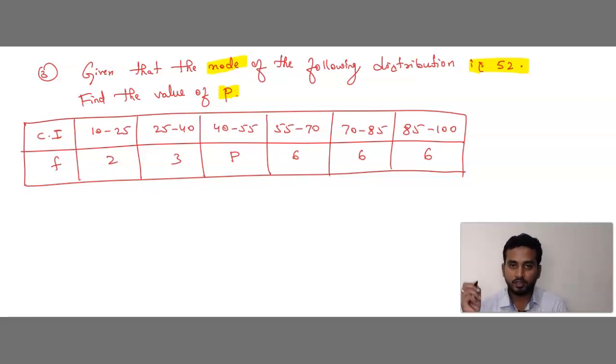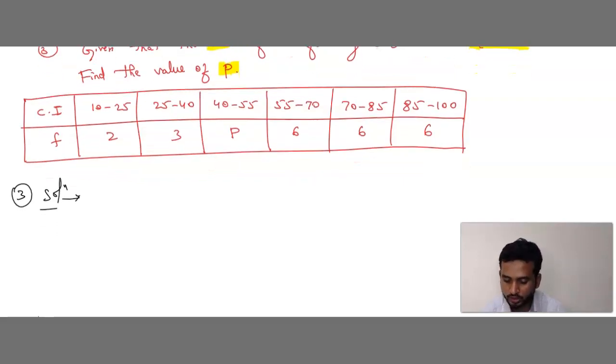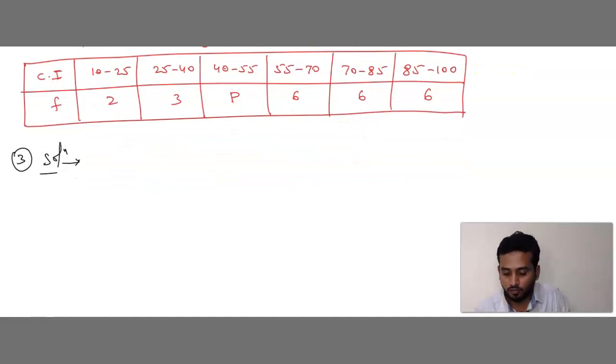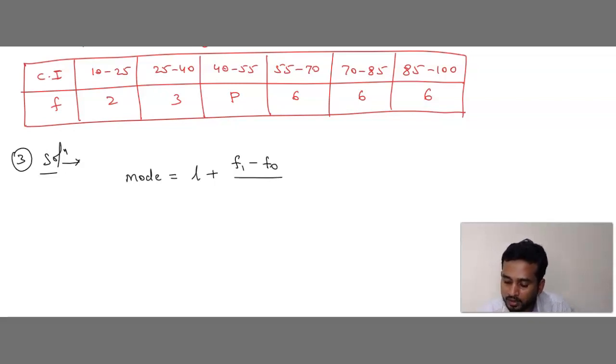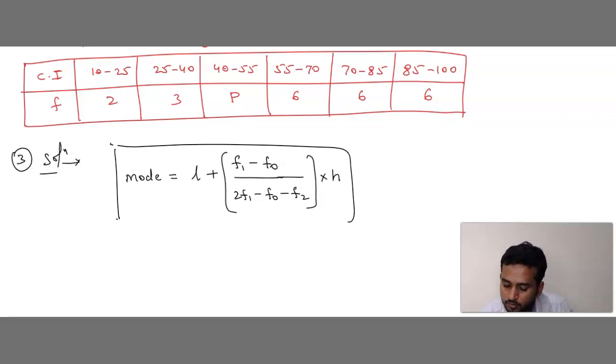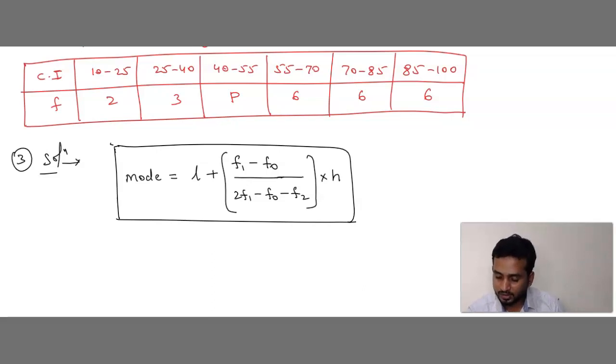Okay. Let me solve this problem. Question number 3 solution. First, what we should do, children? Tell me soon. We have to write the formula. Good. To find mode, we have the formula L plus (F1 minus F0) by (2F1 minus F0 minus F2), into H. This is the formula we have. Done? Now, the question starts here.